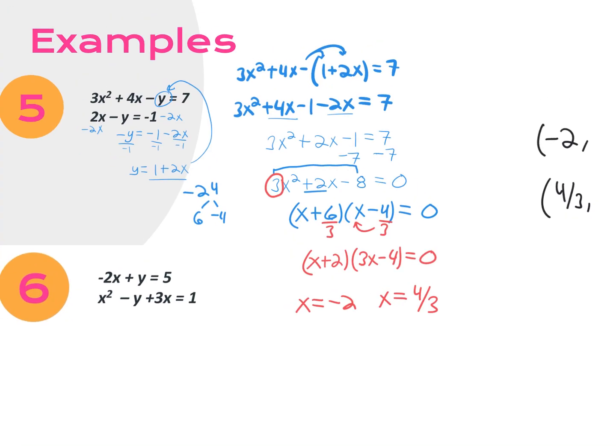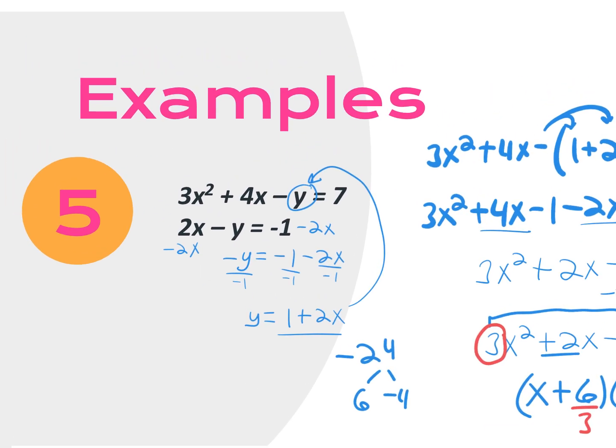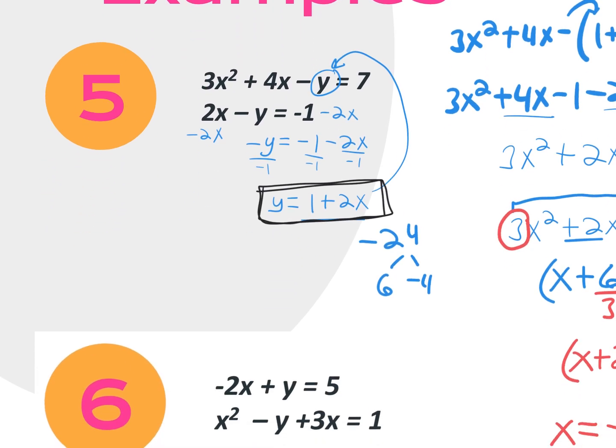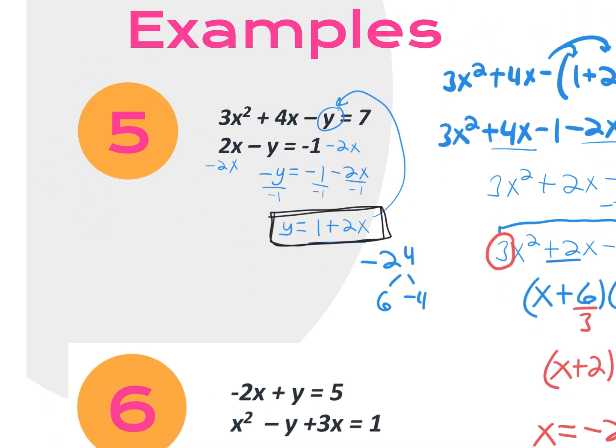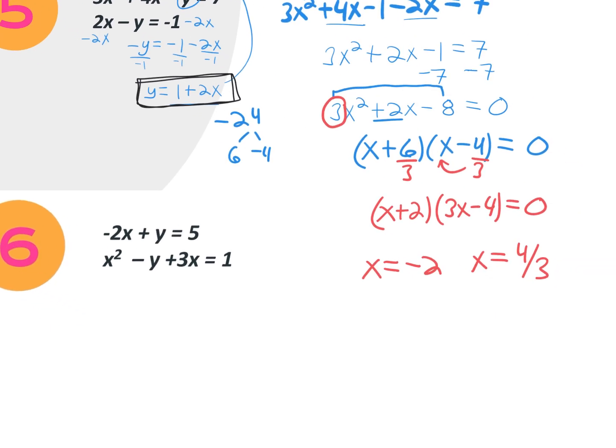But you always want to plug it into the simpler equation, right? Look back at the original. Which one did we say was simpler, the first or the second? Definitely the second one, right? So let's plug it into this that we substituted in, right? So y equals 1 plus 2x. Let's replace the x with a negative 2, right? So let's start with that one.